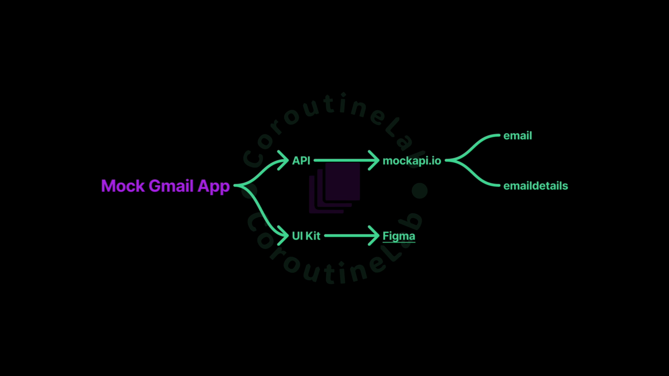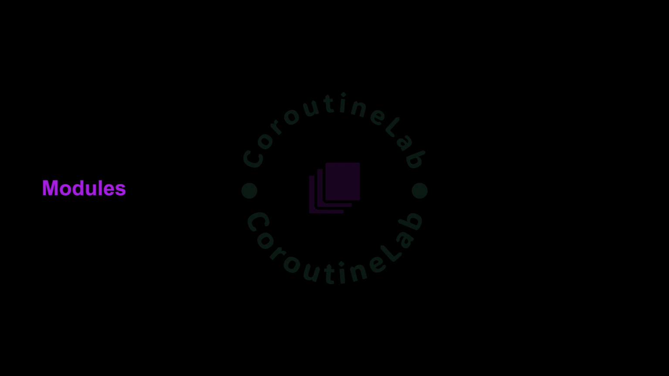Before we start coding, let's see what all things we are going to need. First is the API. For this project, we will use a mock API website to create 2 endpoints, which are email list and email details. For UI, we will take the reference from the Figma design by Scarlett Rivera. Links for both will be available in the description below.